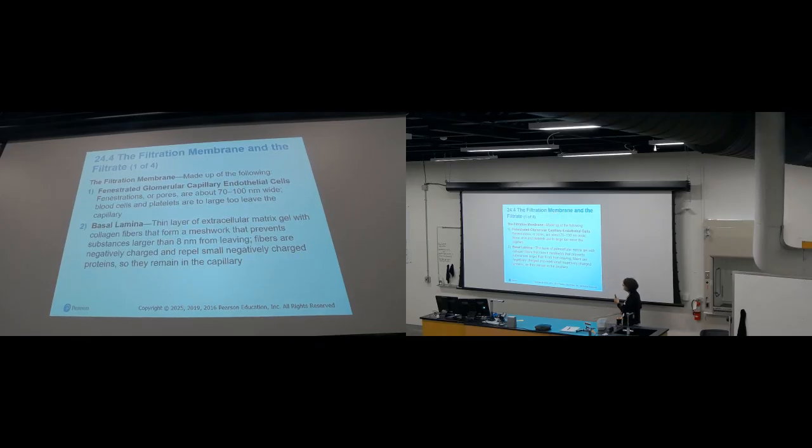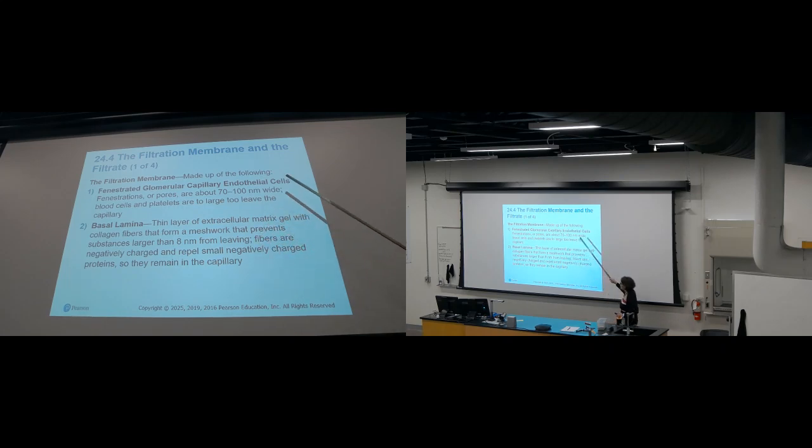The filtration membrane found in the corpuscle is made by the wall of the glomerulus, which is fenestrated capillaries, with pores between 70 to 100 nanometers in width. So this one excludes the filtration of cells like platelets, blood cells, and proteins for the most part.